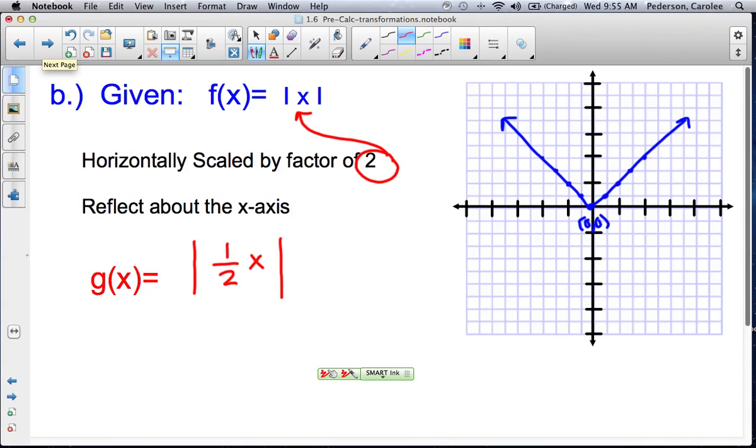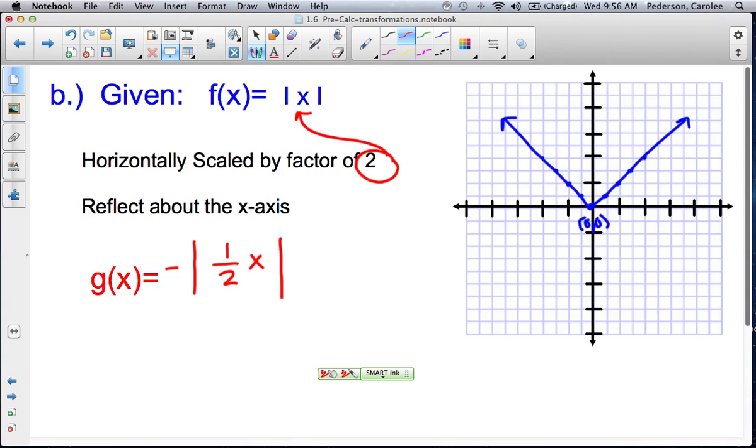So where is my negative going to go? Outside, so on front here. Would there be an f there? No, because we changed the original function. The parent function is f of x and then this will be g of x. All right, so let's go ahead and graph it with the transformations.